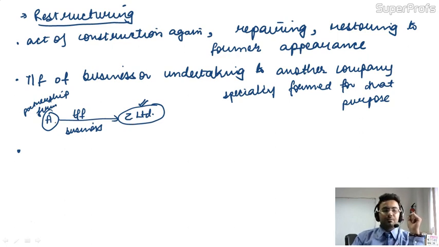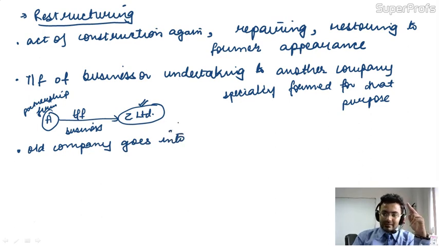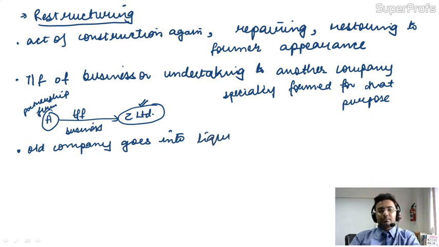Okay, now another scenario is that the old company goes into liquidation. You know what liquidation is? Exactly. Liquidation is basically when the company is going to be dissolved. That is a process which is followed to get a company dissolved. The company goes into liquidation.